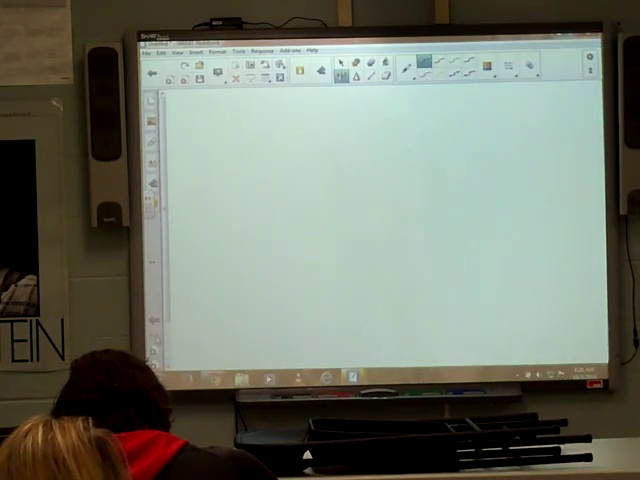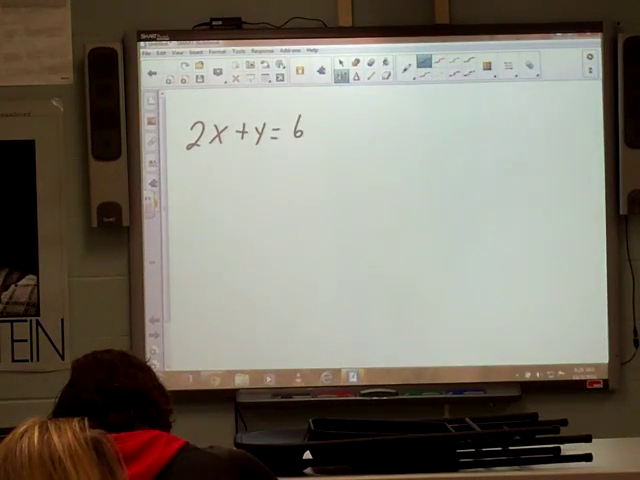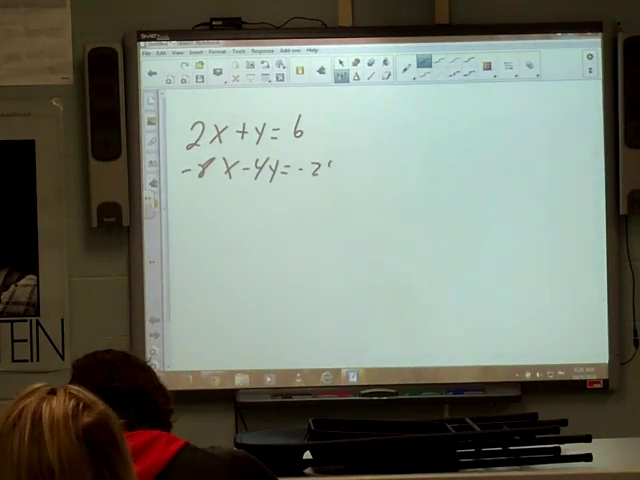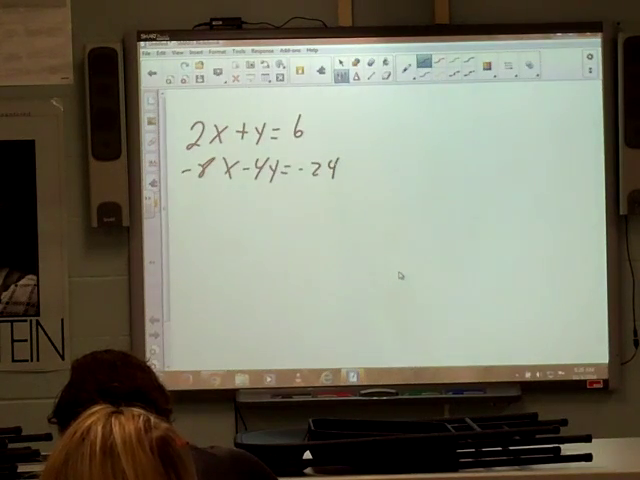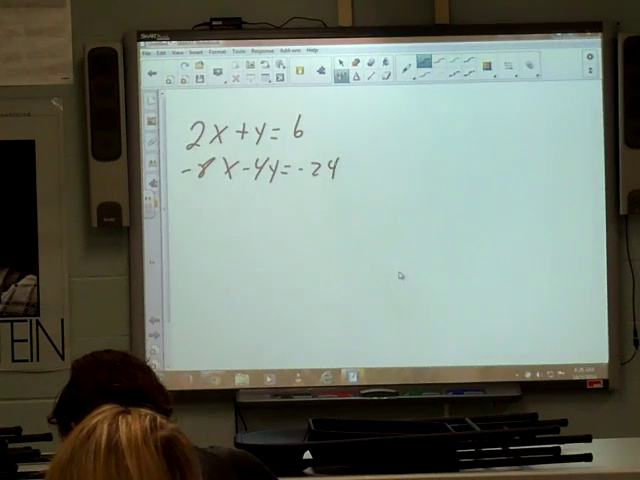Alright, this one says 2x plus y equals 6 and negative 8x minus 4y equals negative 24. First thing I'm going to do is give you an option. We're told to solve the system. This is going to have a special answer. I just hinted that at you. Do you want to solve the system by graphing, substitution, or elimination?